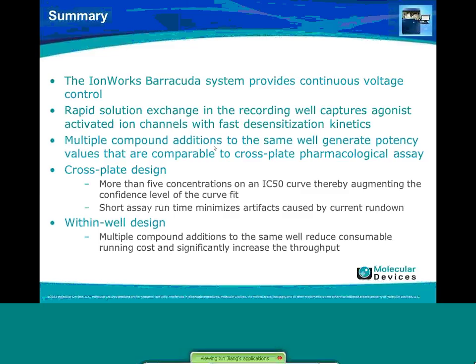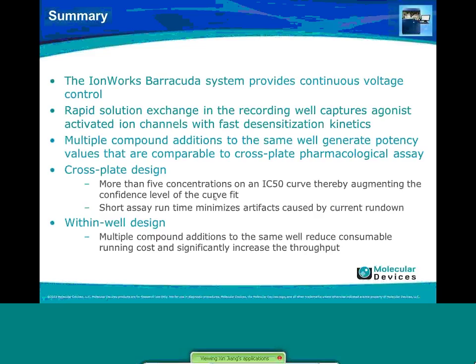If you use multiple compound additions into the same well in the HERG pharmacology assays, it generates the same IC50 values, or the same pharmacologies, as the cross-plate pharmacology assay. And they each have their own advantages in the way that the cross-plate type of design would allow you to do as many concentrations as you want for your dose response curve. So it augments the confidence level of the curve fitting.